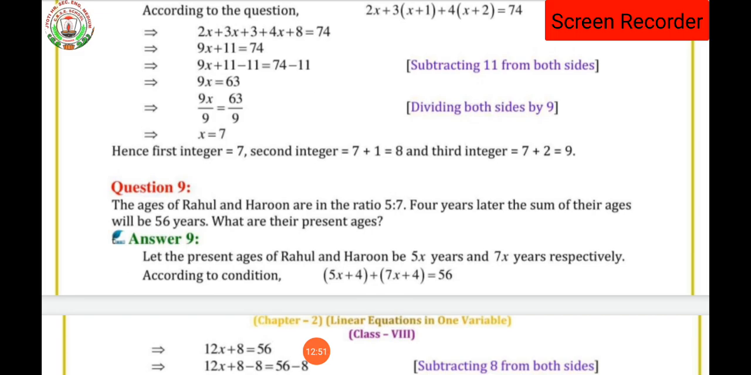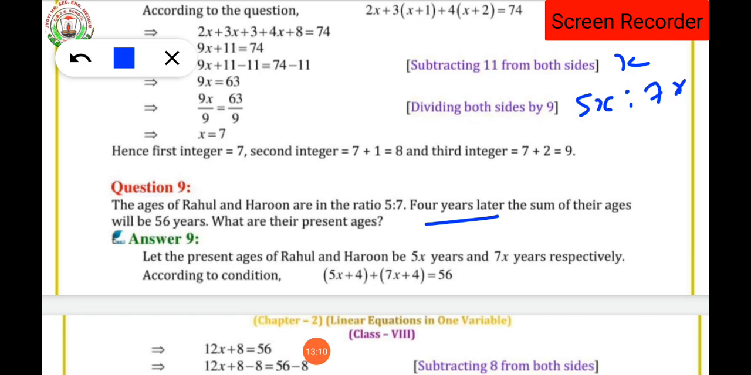Then according to the question, it is said that 4 years later the sum of their ages will be 56. Since their present age we consider as x, the ratio becomes 5x is to 7x. Then according to the question, 4 years later, that means 5x plus 4 and 7x plus 4. So the sum of their ages will be equal to 56.